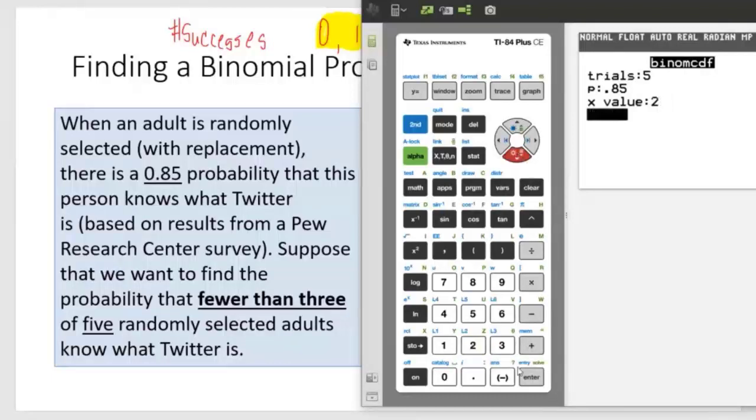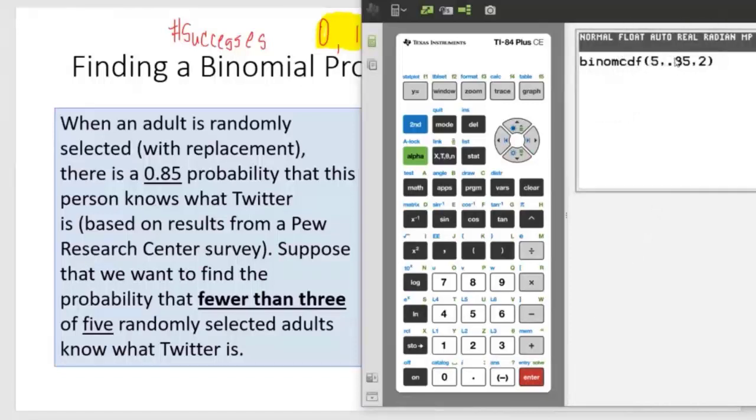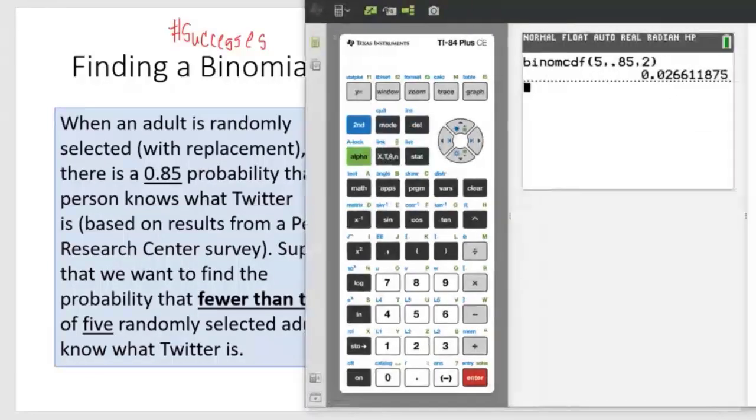And you've got to keep in mind then it's going to add starting at your lowest number of successes, 0, up to the value that you put there. So this is going to add through my first 2 successes, so 0, 1, and 2. And I get the result of 0.027 approximately.